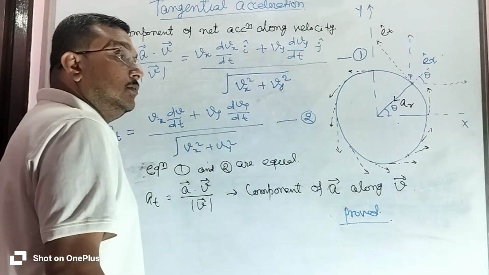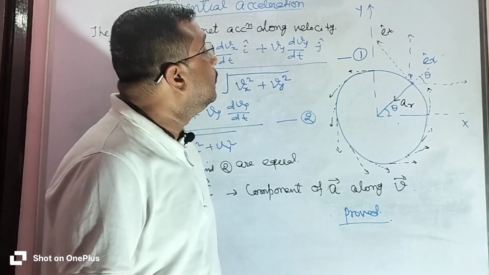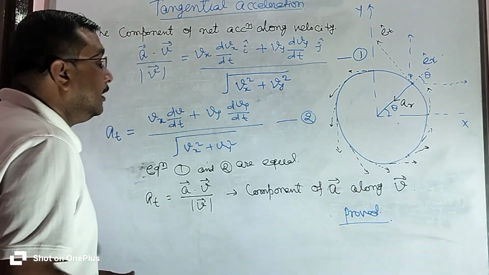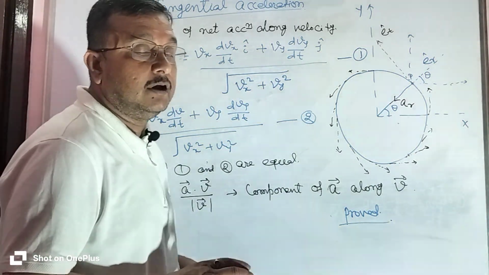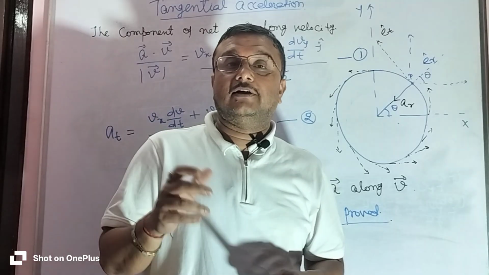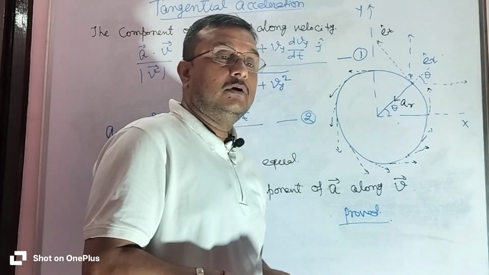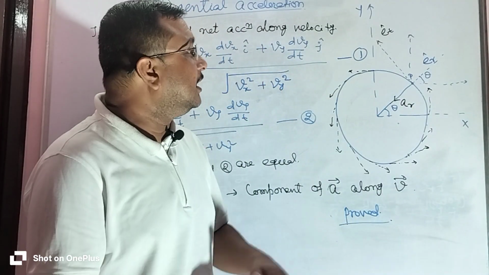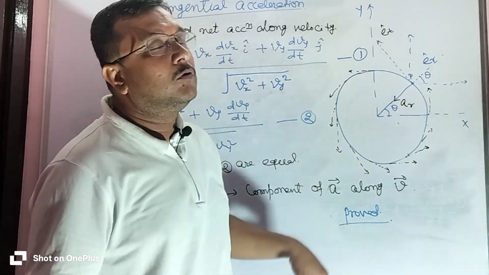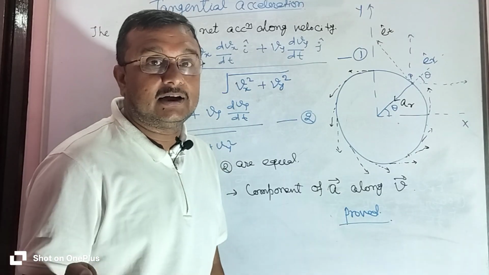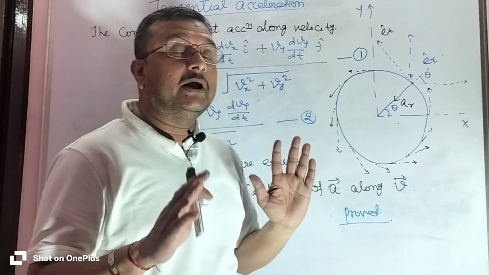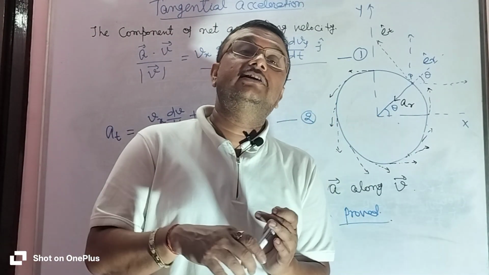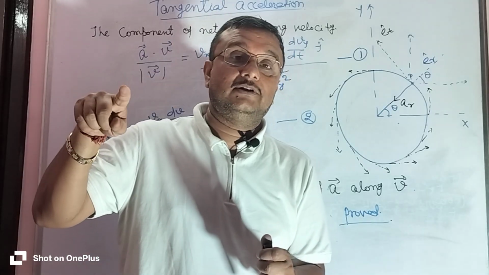So actually we were trying to prove that in a circular motion, if the speed is constant, speed is not changing, there is only one acceleration, that is known as AR, or we can say AC, the centripetal acceleration always. So centripetal acceleration is always due to change in the direction of the velocity.